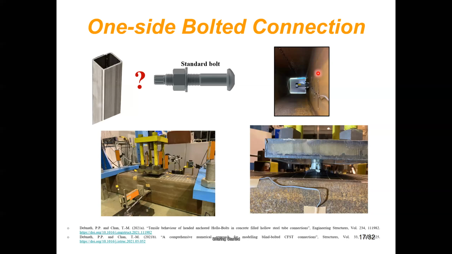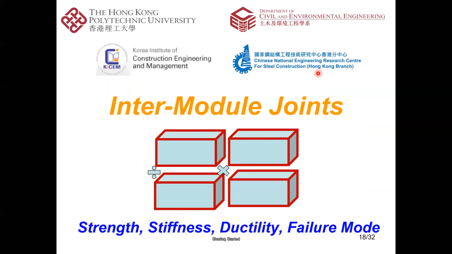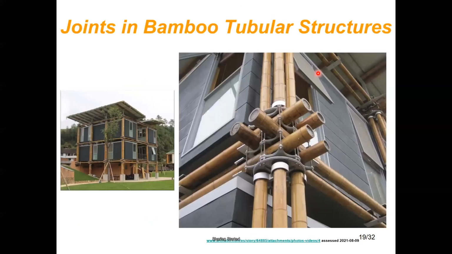So we have the intra-modular joint. Then how about between boxes, or between the MIC modules? What do we need to consider? Obviously, we cannot get away from the structural engineering perspective: strength, stiffness, ductility, and failure mode. So every time, we can learn from what exists for bamboo structures, where there are a lot of joints acting between two boxes.